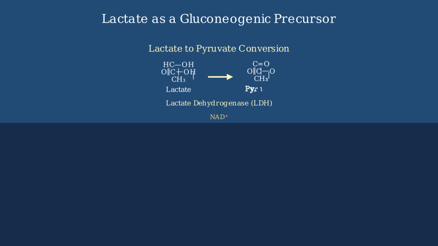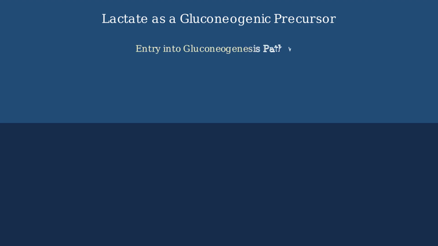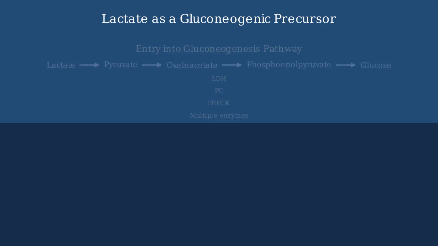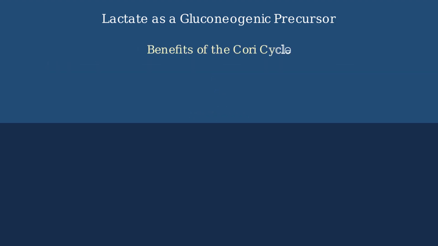Lactate dehydrogenase catalyzes the oxidation of lactate to pyruvate using NAD+ as a cofactor to accept electrons. Once converted to pyruvate, the molecule enters the gluconeogenesis pathway in the liver. The Cori cycle offers several important benefits.